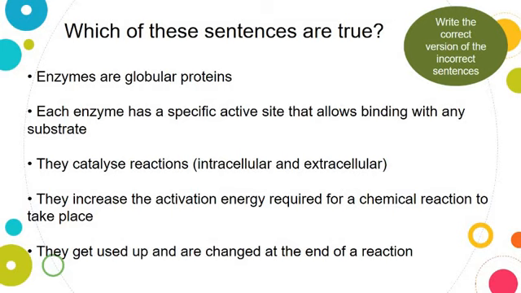Looking through our mark scheme. The first part is enzymes are globular proteins. This is true. The second one is each enzyme has a specific active site that allows binding with any substrate. So this is conflicting here. If we're thinking about the part that conflicts, that is the any substrate. That is the direct opposite of what specific means. We could correct this to each enzyme has a specific active site that allows binding with a specific substrate.